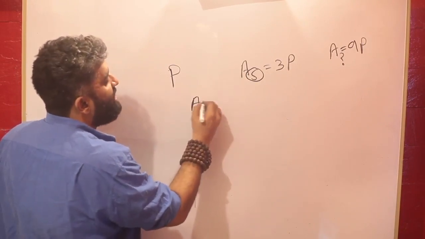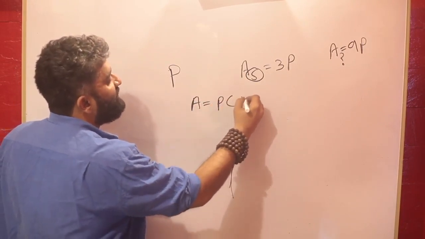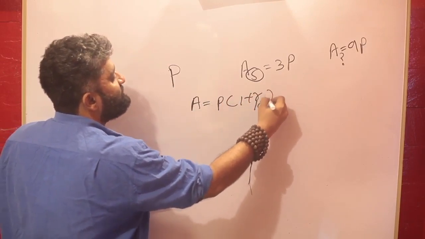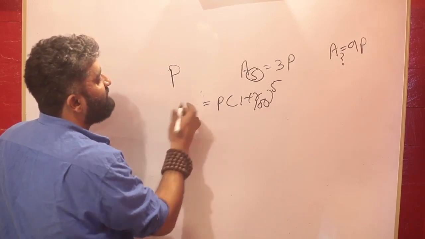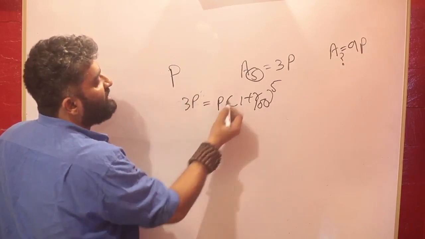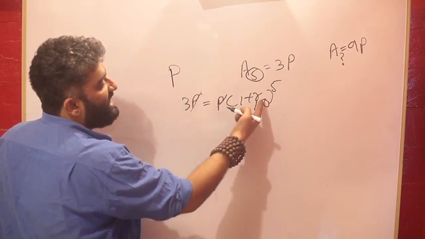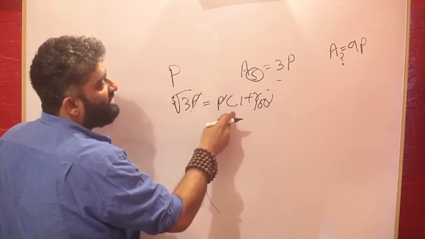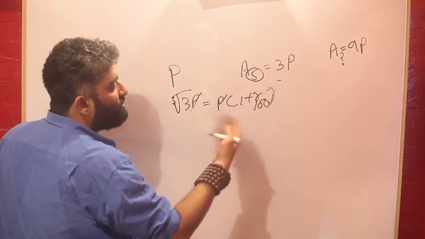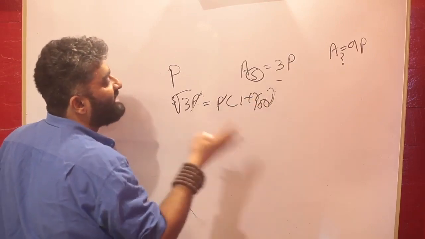So I know amount is equal to P into 1 plus R by 100 raised to 5, right? Because we're talking about 5 years. And instead of amount, I can write 3P. So I know quickly P and P will get cancelled and I have to find the fifth root of 3 and then I get the value of R, right? That is the way I would normally go if I were not thinking at all.